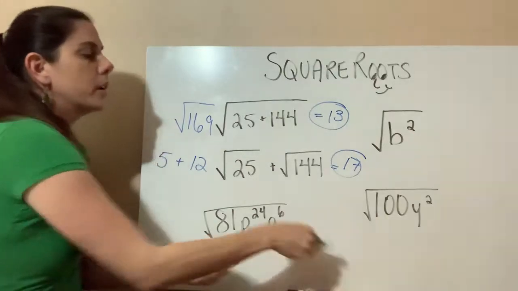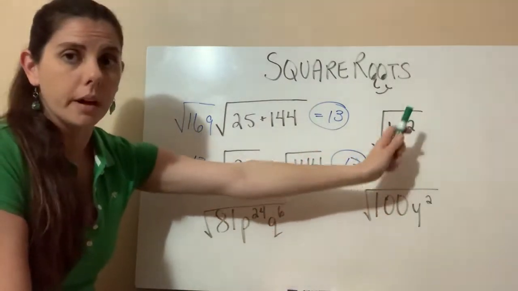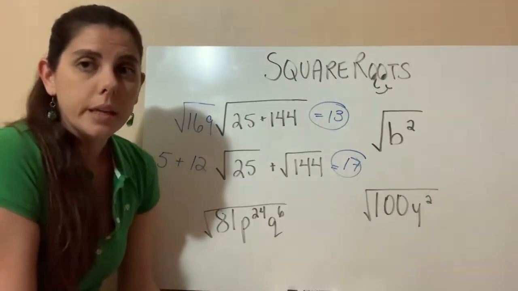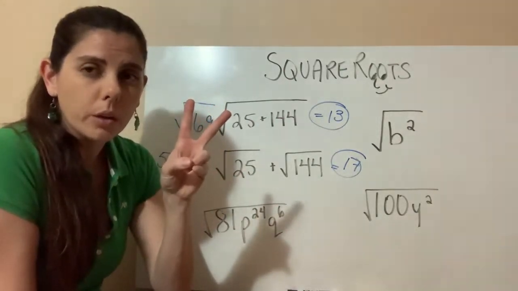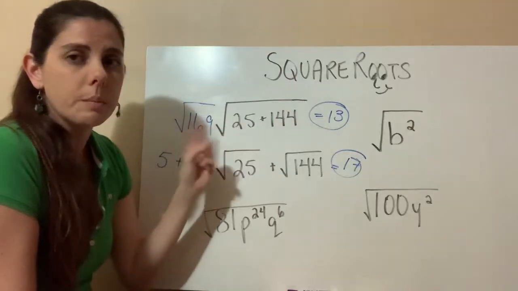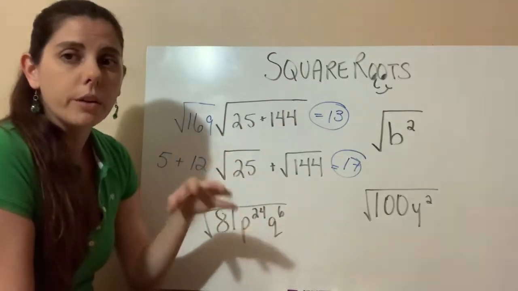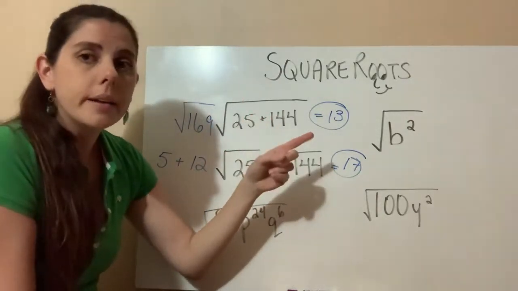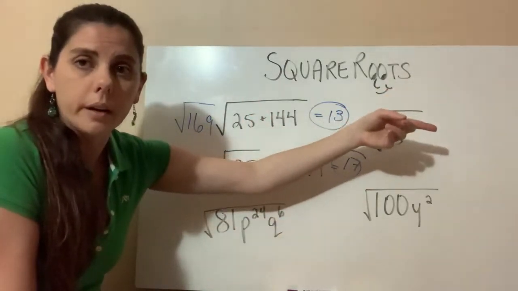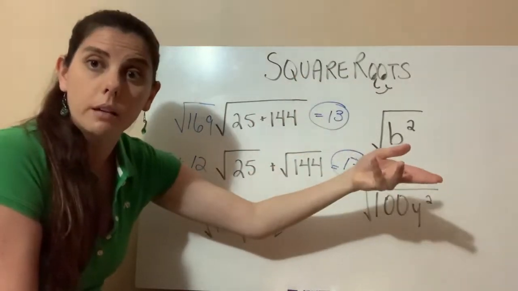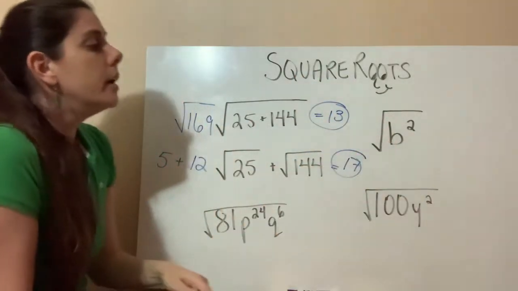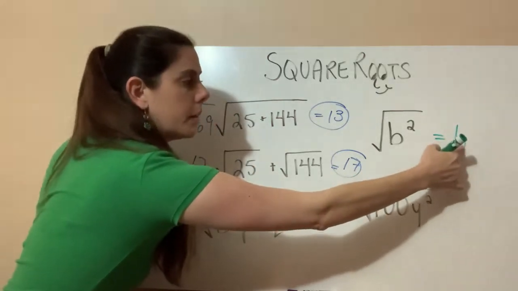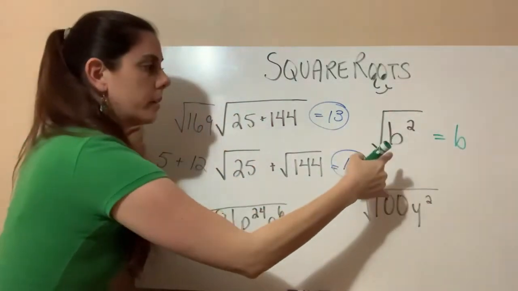So let's come over to having a variable underneath. What's the square root of b squared? There are two ways we can look at this. We can look at it the same way we do with regular constants underneath the radical sign. What times what equals b squared? Well, b times b equals b squared, so we know this is going to equal b.